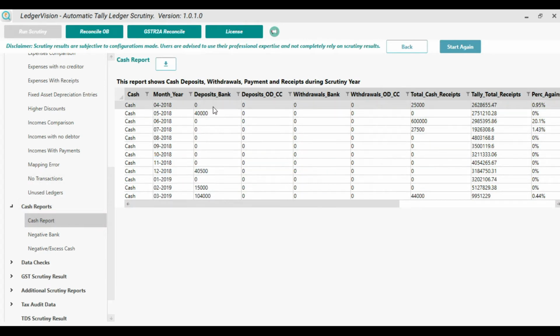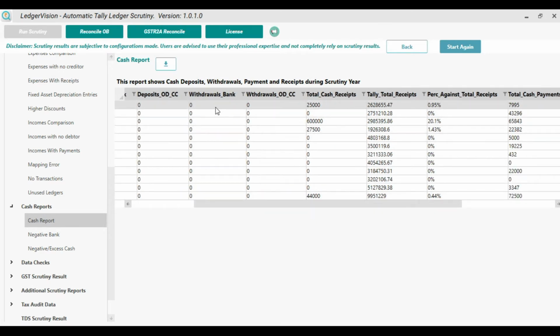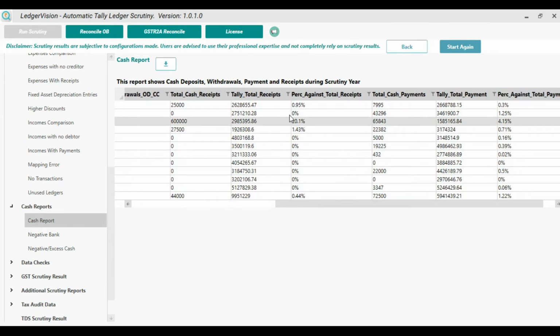These are the details of cash deposited in bank account, cash deposited in OD or CC account. These are the details, if at all withdrawals from bank are there, withdrawals from OD, CC are there. But most significant report is this one.